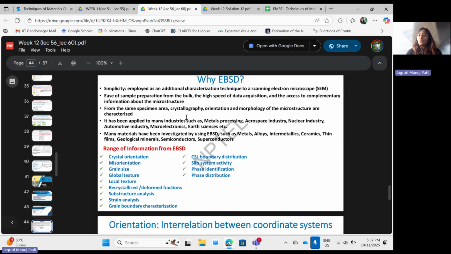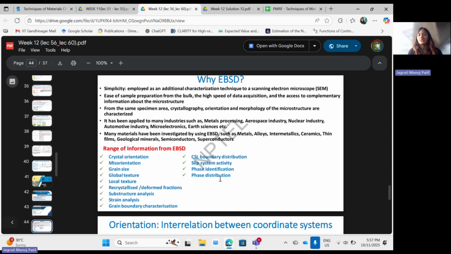Then, why do EBSD? That was essentially what we saw previously from backscattered electrons. You get information about the elemental composition. The range of information that you get after doing this is the crystal orientation, misorientation, and grain size.